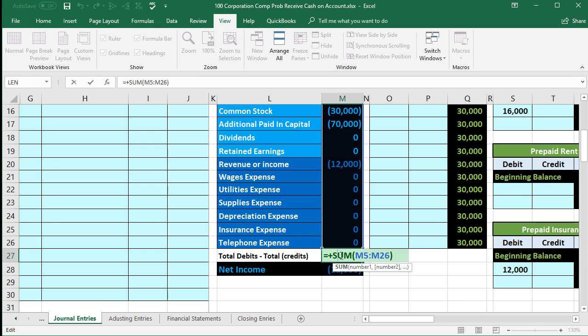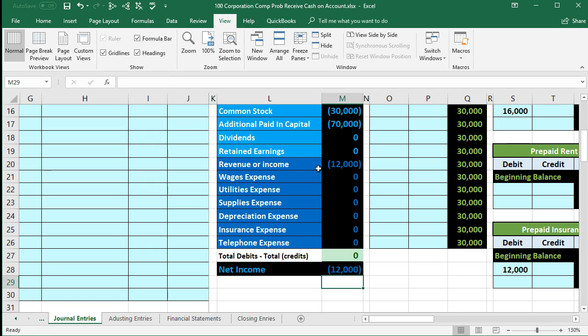Now, if we scroll back down, is there any effect on net income after we receive that cash? No, not at this point in time. Why? Because that 12,000 already includes the cash we got. We recorded it in accordance with the revenue recognition principle when we earned it, when the work was done.